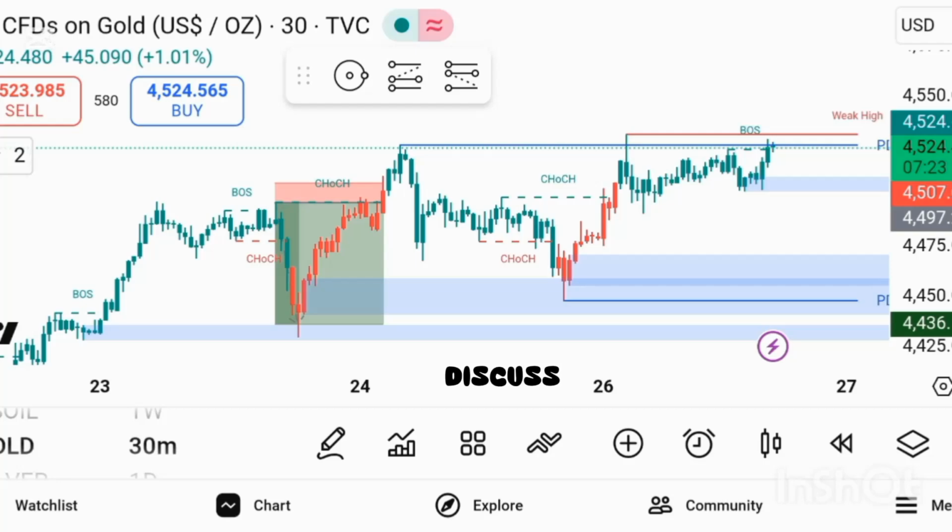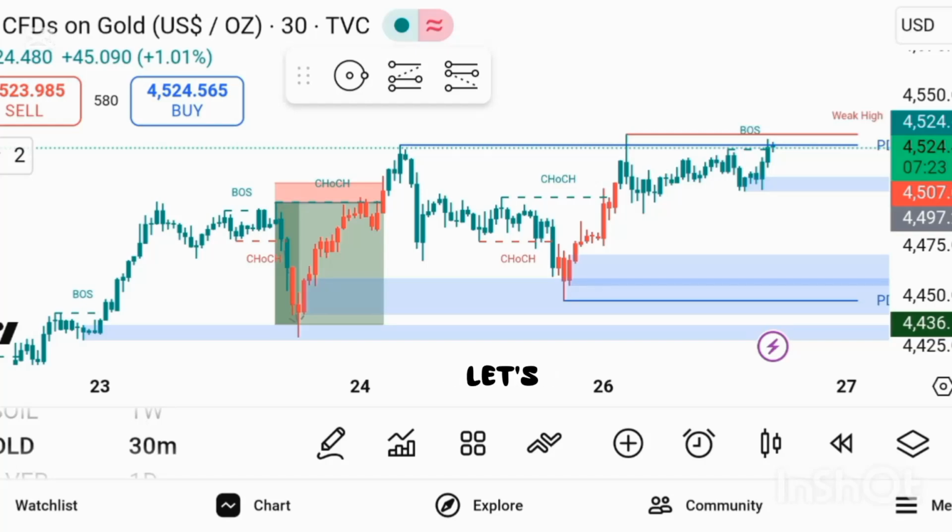Now, let's discuss the second scenario, the breakout buy. If we see a strong 30-minute candle closing clearly above 4,526, with acceptance above the previous day high, this indicates continuation. In this case, the buy entry would be around 4,528. The stop loss should be placed below 4,510. The first target is 4,540. The second target is 4,555. This scenario has higher risk, so position size must be reduced.